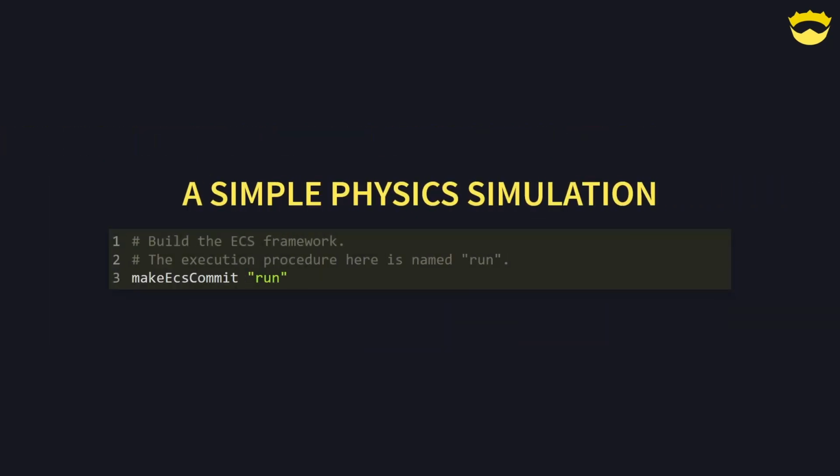After we've done that, we need to actually build the ECS framework, and this generates the actual code so we can use entities. We use make ECS commit to do this, and we pass it the name of the run procedure that executes all the participating systems.